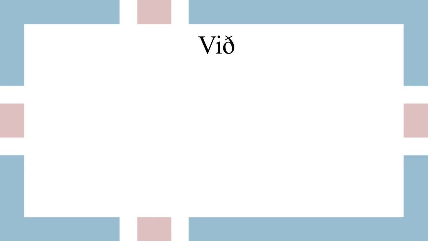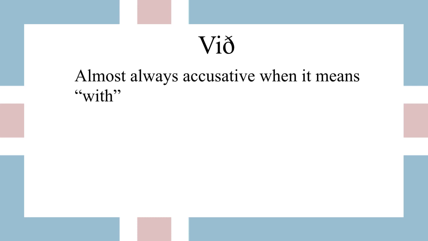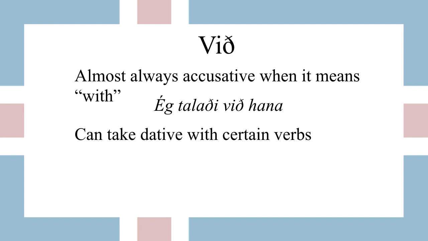Let's talk briefly about við. It's almost always accusative when it means with. For example, ég talaði við hana. I talked with her. But it can take dative with certain verbs. For example, að vara, to warn somebody. So you could say ég varaði hann við því. I warned him about it. And it takes dative. These, knowing which verb or knowing which case it takes with some of these verbs, you have to look it up in the dictionary and it will tell you.